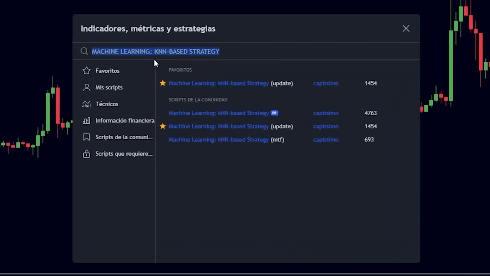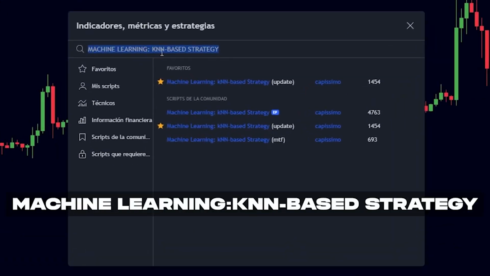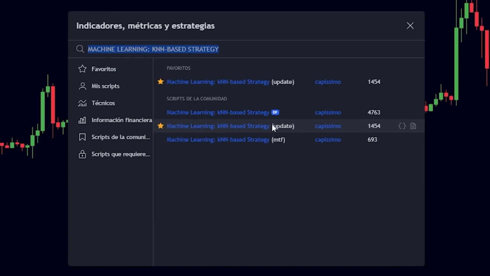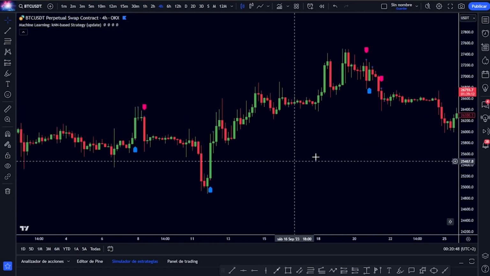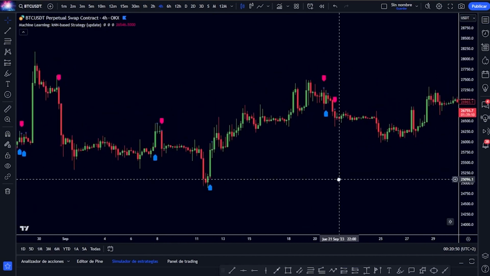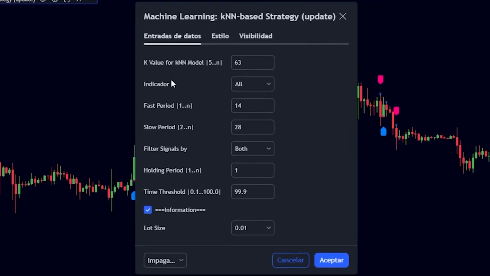Last but not least would be the machine learning KNN-based strategy indicator. In this case there is already a new update, so we will take this one that says update. They are from the same creator and have also been awarded by the community. We click on it. As always, these indicators come very loaded, so it takes a few seconds and we would see something like this. In the configuration part where it says indicator, we can choose if we want some in particular. This is more for expert traders, but the most normal thing is to leave it in all so that it obtains the data of all as a whole.